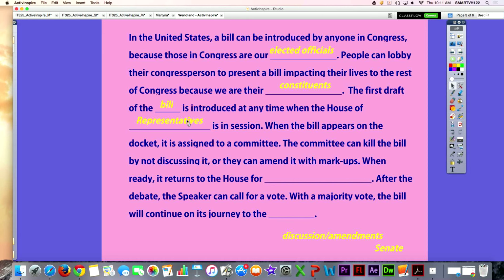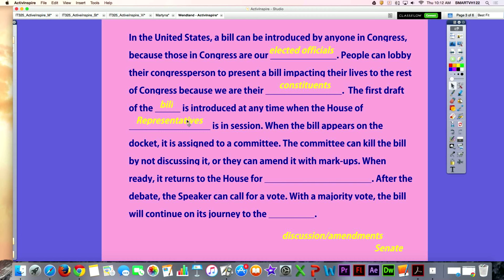So when the bill appears on the docket, which is what the House goes through, it is assigned to a committee immediately, because it's only been written by one or two representatives and their constituents, so we don't really know how it's going to impact the American people. So the committee has the right to kill the bill by not discussing it. They don't ever actually have to look at it. They just put it low enough on the docket that it never appears.